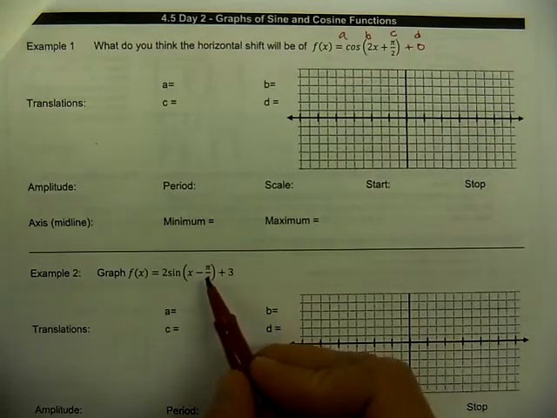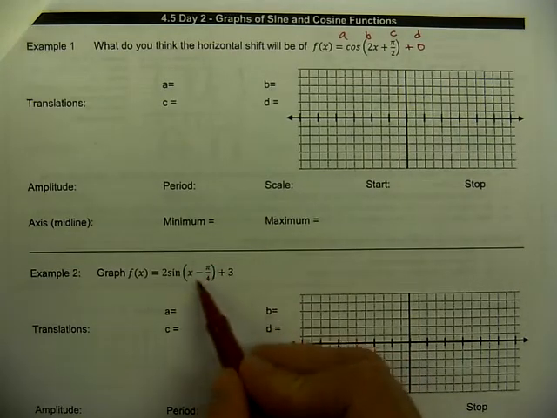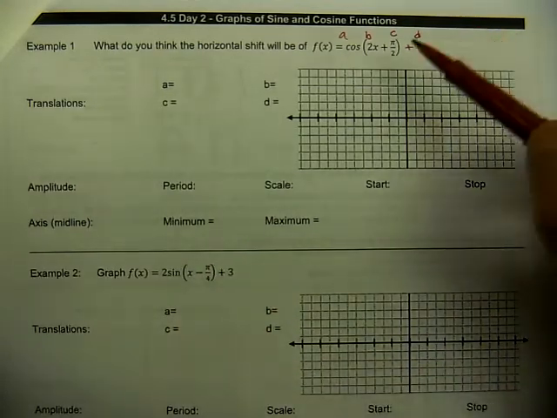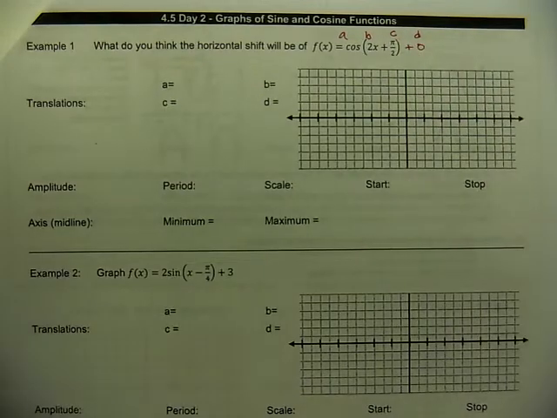Here's example 2. That's a negative pi over 4, so we would change that to a positive pi over 4. So how far will that go? Will that go pi over 4 to the right? Will this go pi over 2 to the left? Let's see what happens here. So we'll go through the whole process of graphing, and then we'll come back and answer this question.